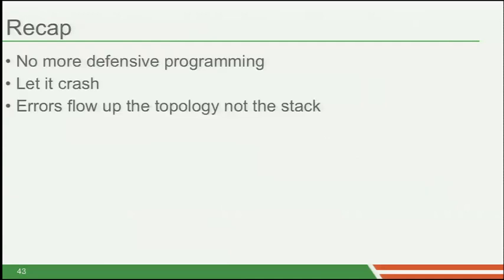So what's the recap here? Why do we care about this kind of thing? Because we care more about reactive programming, right? We care about embracing failure. Failure is a valid state. Things will go wrong. Let's talk about what we will do when things go wrong rather than defending ourselves. And errors flow up the topology, not the stack. So even if you don't care about it, you can delegate to your parent, and the further parent, and so on.